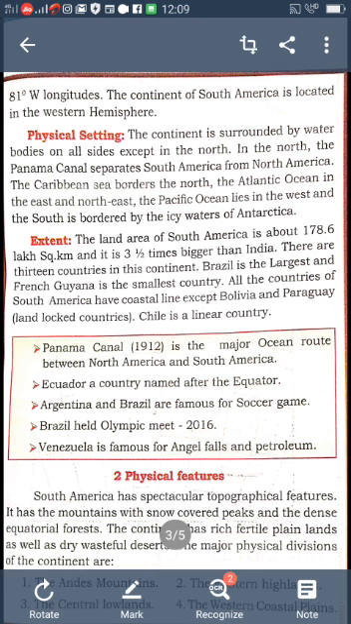Next, the second physical division of South America is the Eastern Highland. These highlands comprise 2 distinct highlands, the Guiana Highlands in the north and the Brazilian Highlands in the south. The Eastern Highland is divided into 2 parts, the Guiana Highlands and the Brazilian Highlands. These are made of old rocks like the Deccan Plateau of India. Understood?